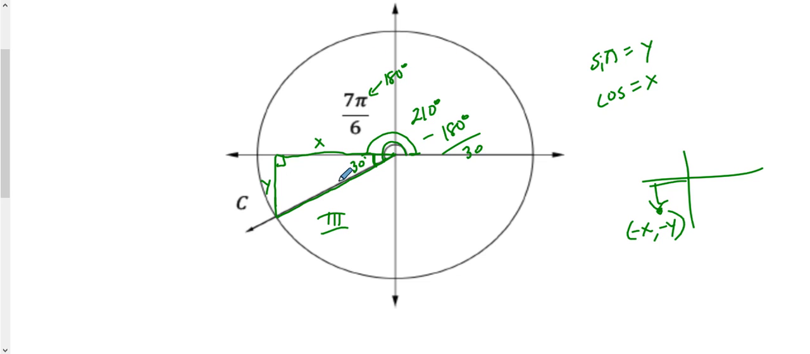How far did we go over? Remember, the hypotenuse is always going to be 1. The side across from the 30-degree angle is always going to be 1/2. But since we're over here, this is going to be negative, since we're down. And then the side across from the 60-degree angle is always going to be square root of 3 over 2. But again, it's going to be negative because we're moving to the left.